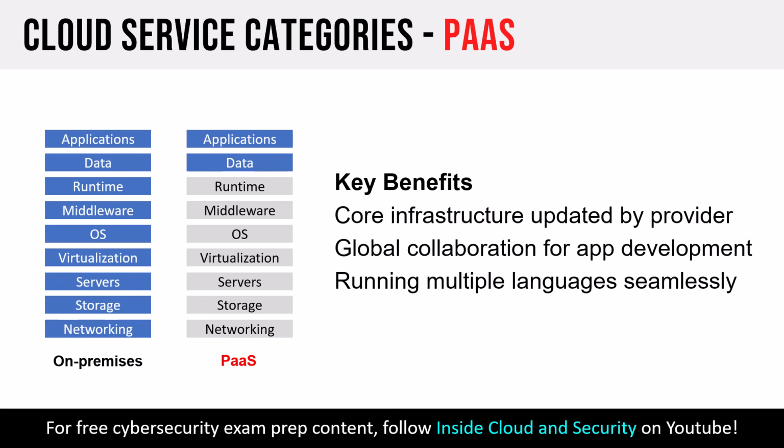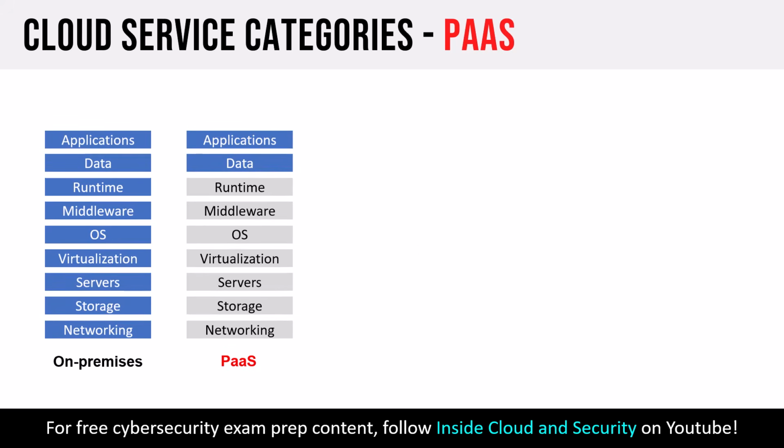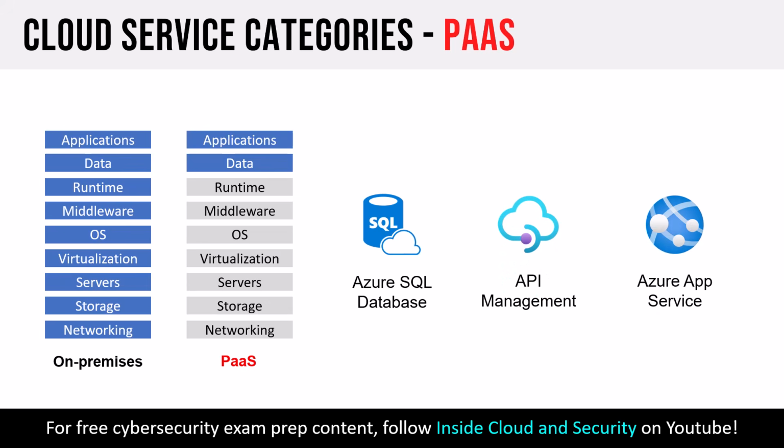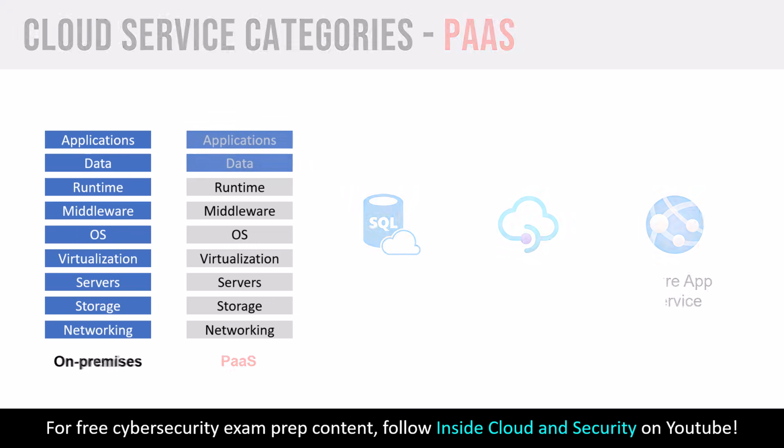So in the PaaS construct, if we're hosting web apps or functions, we're going to have a good idea of the language support that comes from those CSPs, but they're generally going to support a variety of languages. Examples of PaaS services on the Microsoft platform would be Azure SQL, their API Management function, Azure App Service. So all PaaS services where we're really just focused on the application and our data.